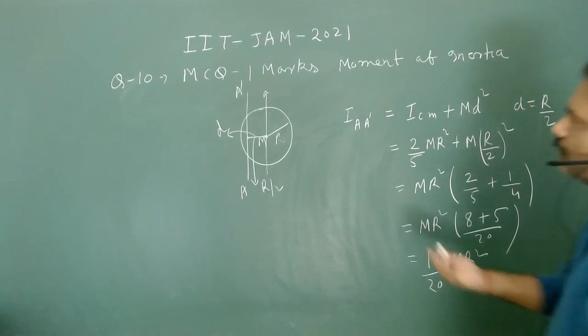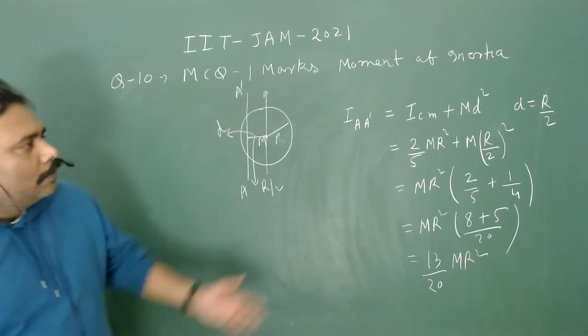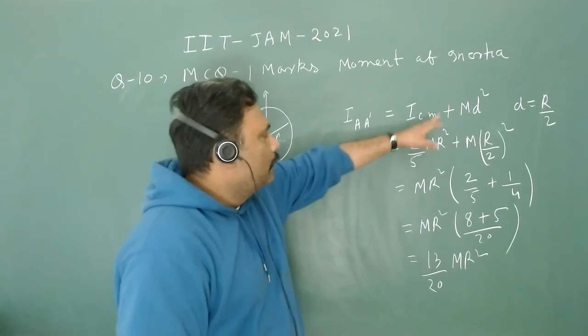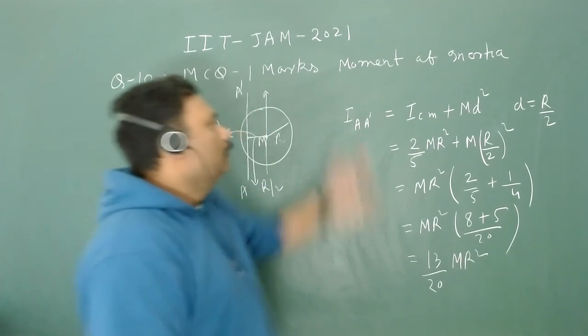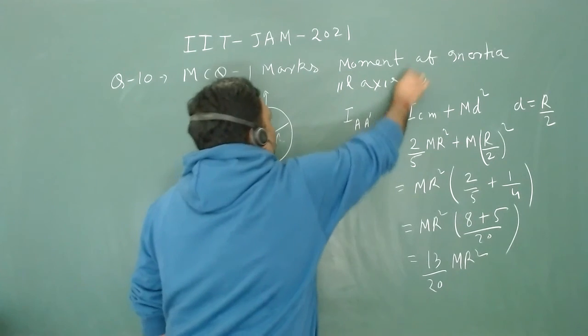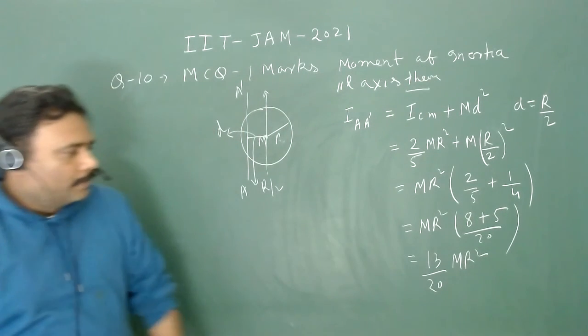So this is a very simple problem, but yes, it is very conceptual. We have to remember what the moment of inertia of a solid sphere about the center of mass is. Then we can easily use the parallel axis theorem. So the answer will be 13 by 20 m r square.